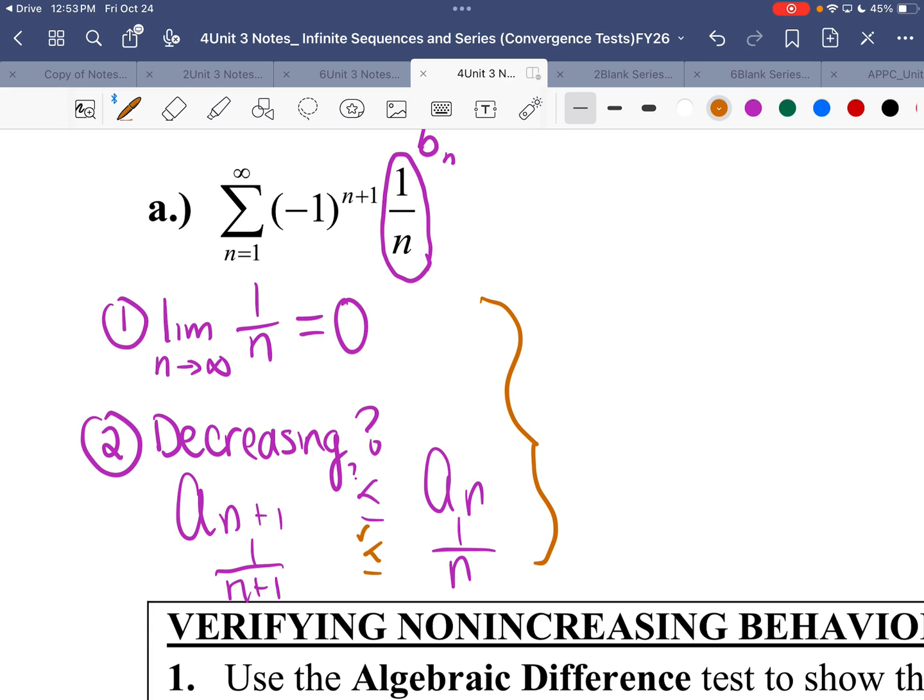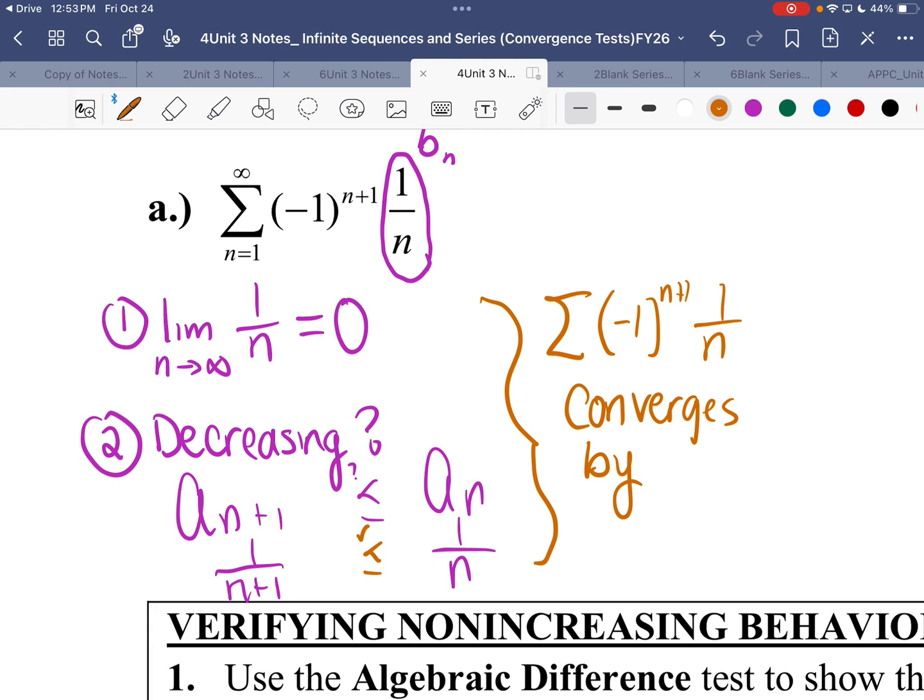Okay, so because of those two being true, then we would say that the entire series, a_n, you could write it all the way out if you're worried, converges. And it's converging by the alternating series test. AST is an accepted abbreviation for the alternating series test.